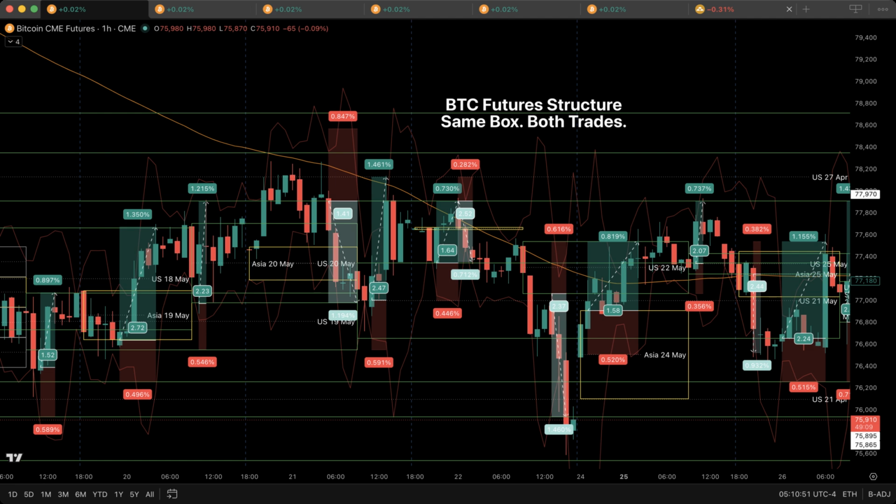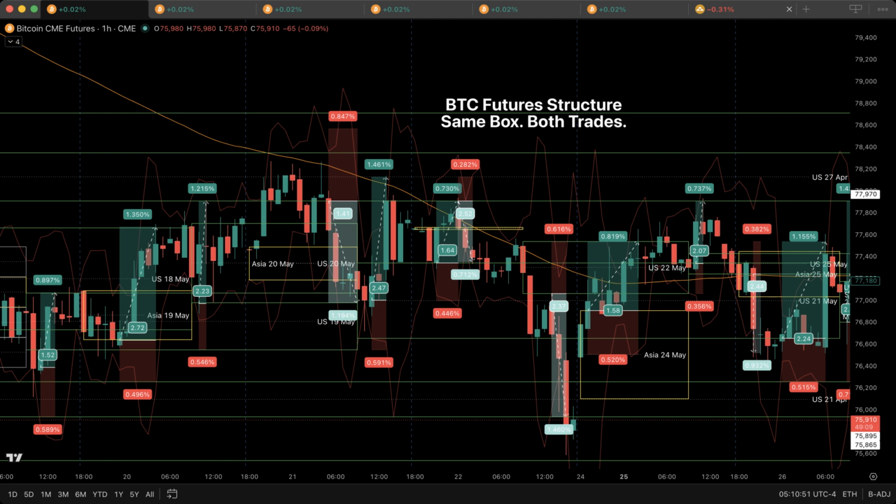Price must fail the midpoint. Distance must open. Reaction must not come back too fast. If price crosses the midpoint and immediately returns above it, there is no short. If price moves below it and builds distance, the short becomes active. Now the next setup appears.